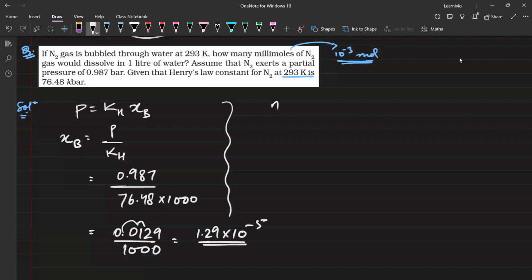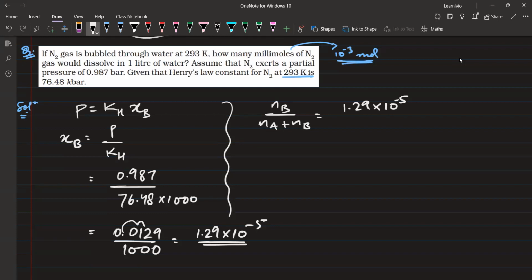What is chi b? Chi b is number of moles of solute divided by number of moles of solvent plus number of moles of solute. This will be equal to 1.29 into 10 to the power minus 5. Okay, 1.29 into 10 to the power minus 5.